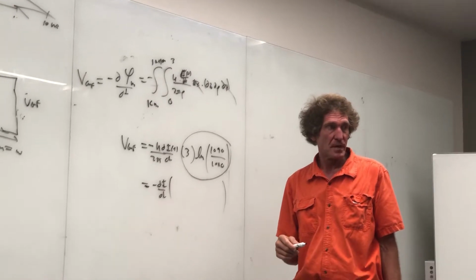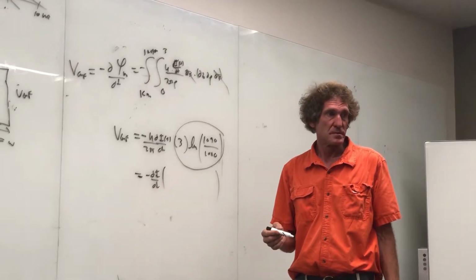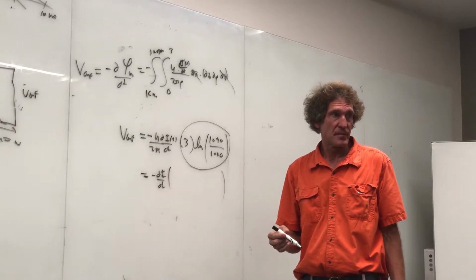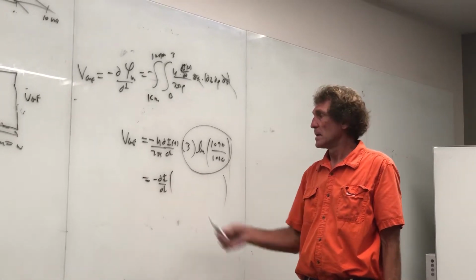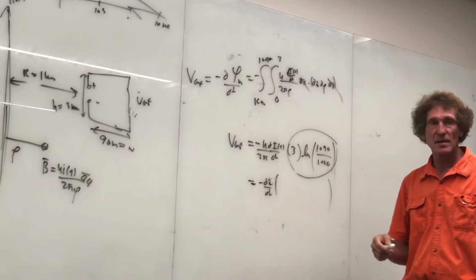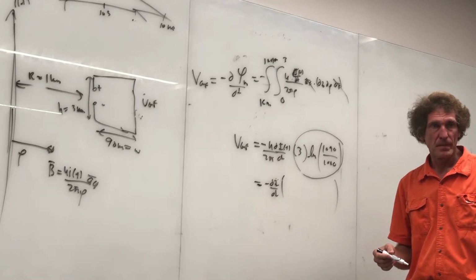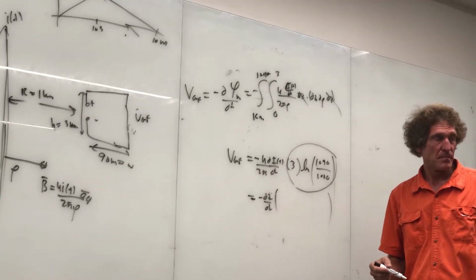Anyone? No. Got it, Ivan? It's mu over 2 pi, just use mu naught over 2 pi times 3 times the natural log of that. Did you get it, Duncan? No. Anyone?